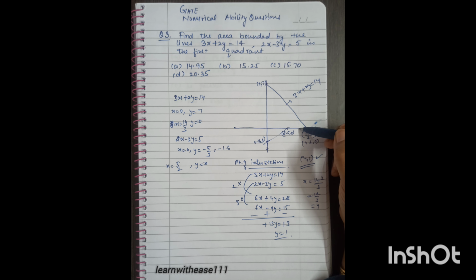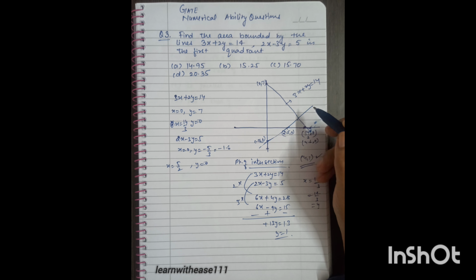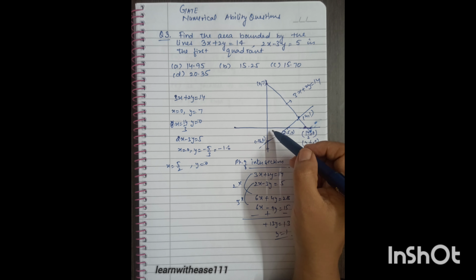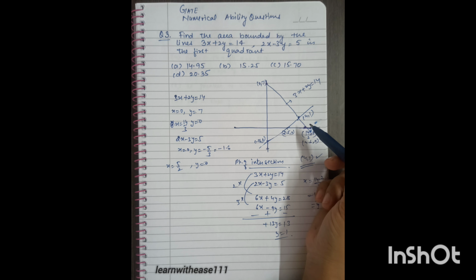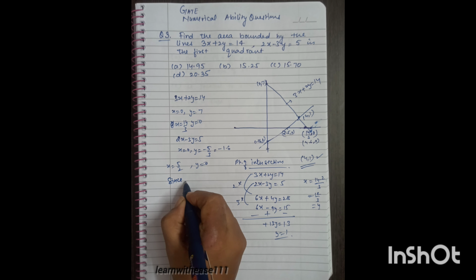So at x equals 4, the other line will be at 14 by 3. So this is the point through which the line passes, and this is the point of intersection. So we can see the area bounded by the two lines, but we have to consider it in the first quadrant only. So the area which is below the x-axis won't be under consideration. We'll consider only the first quadrant bounded by the two lines.